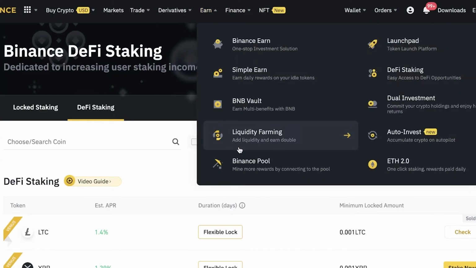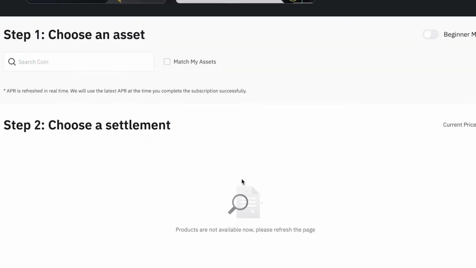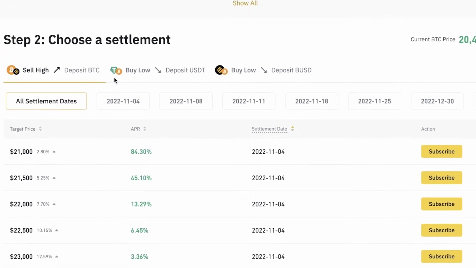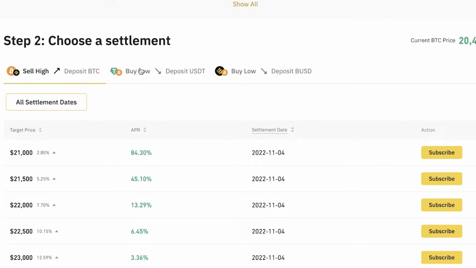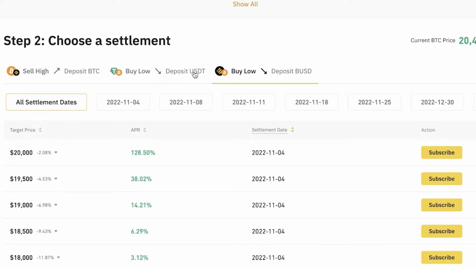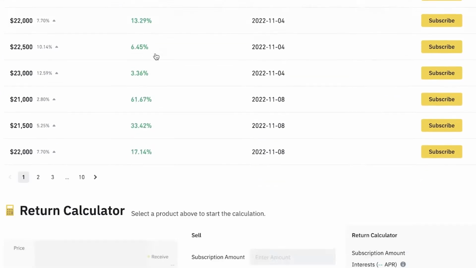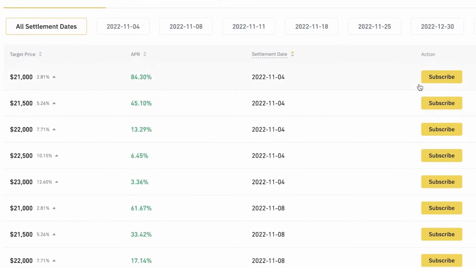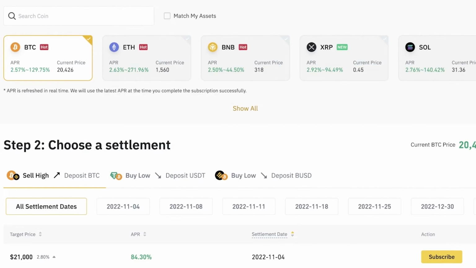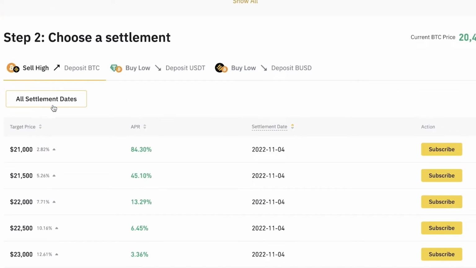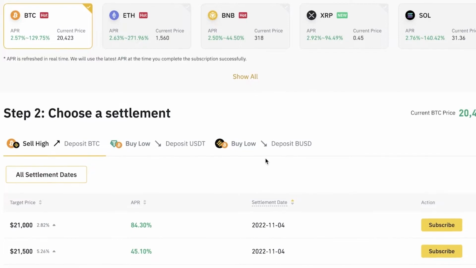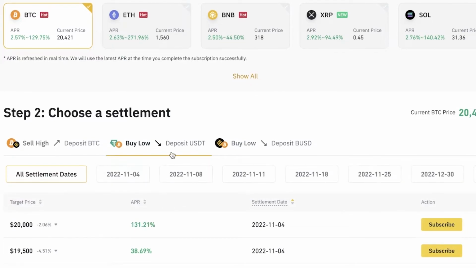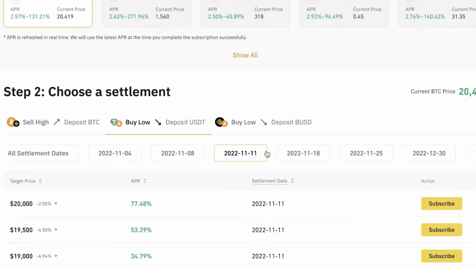Now, moving on, the next way to earn money is dual investment on Binance Earn. Dual investments are simple ways that you can choose two different types of tokens, and you can go on ahead and sell high, buy low, or buy low with BUSD, or buy low with USDT. So you can choose a specific token for a specific price and buy that as well. You also have return calculators available, so you can enter the subscription amount. So let's say that I want to sell high, and you can choose the settlement date as well. So let's say I want to buy low, and this is the settlement date that I am looking for.